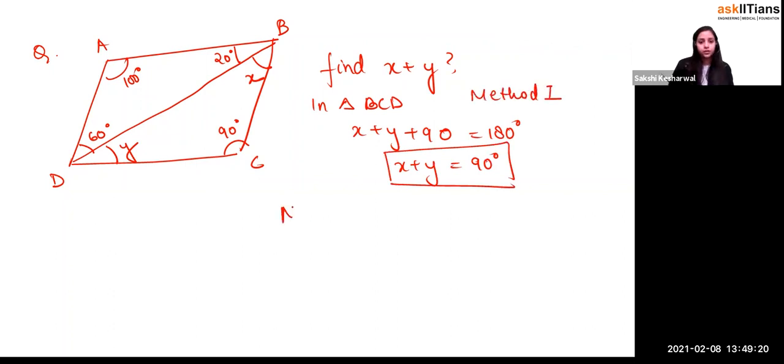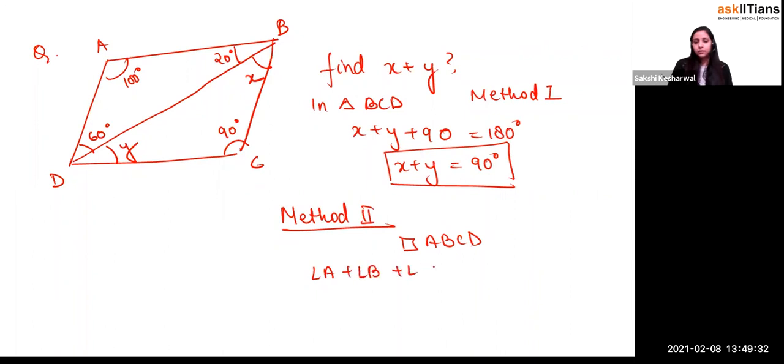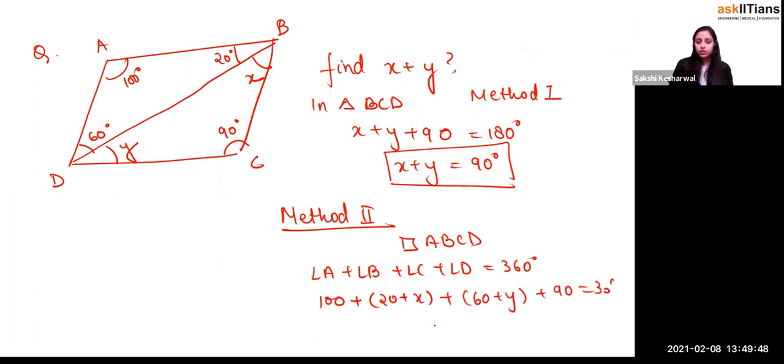Now let's talk about method two. You can take the quadrilateral ABCD. Angle A plus angle B plus angle C plus angle D is equal to how much, beta? 360 degrees. Angle A is 100, angle B can be written as 20 plus x, angle C can be written as 60 plus y, and angle D is 90, and the sum equals 360 degrees. So you just add it up.